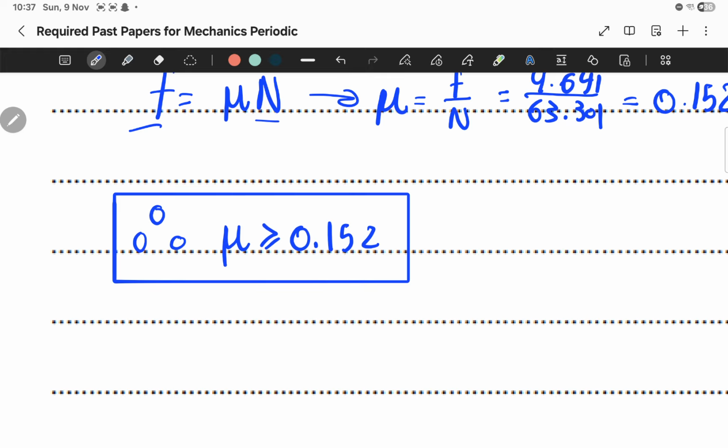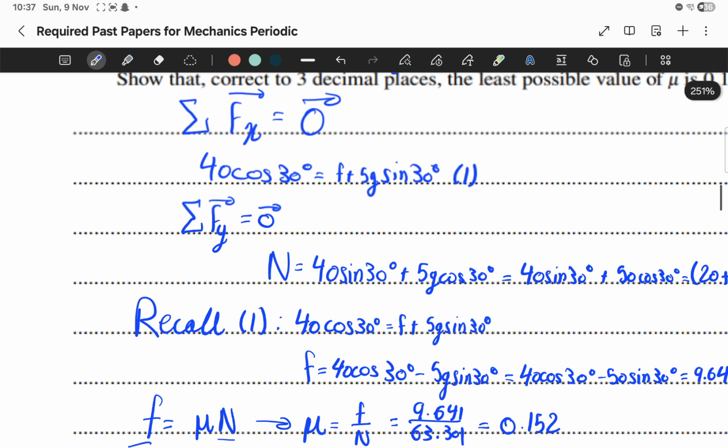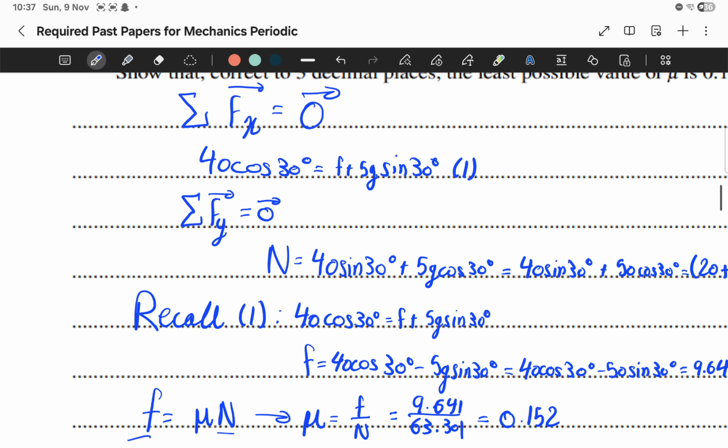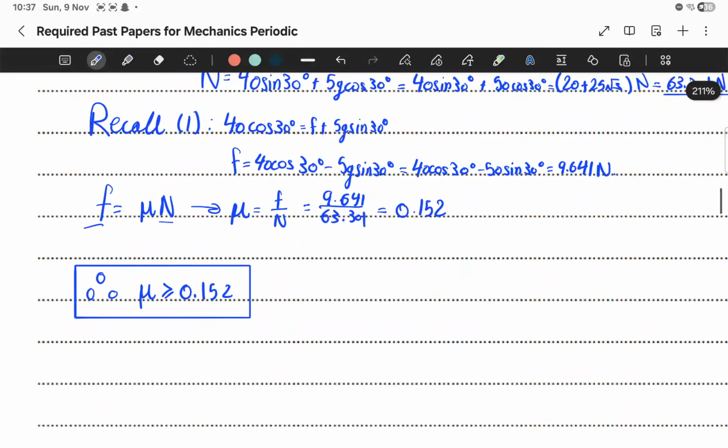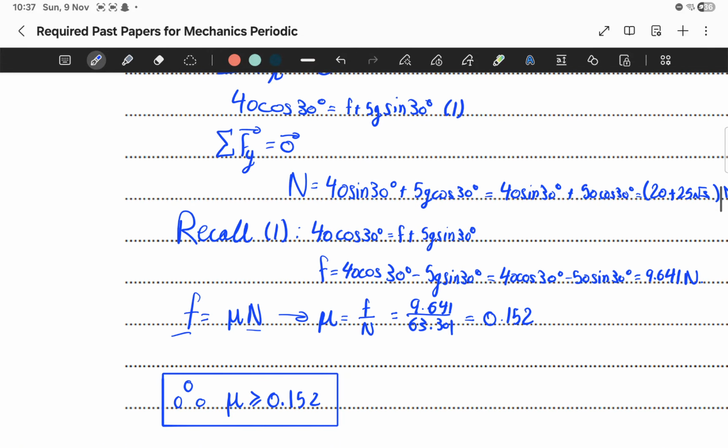Now, let me compare with the marking scheme. So, again, there are 50 million ways to solve these questions. So, if it's not there, it's fine. Don't worry. Okay, where are we? No, I'm here. Okay. So, yeah, you can write this. This is fine. But what they want you to do is friction is less than or equal to mu R.